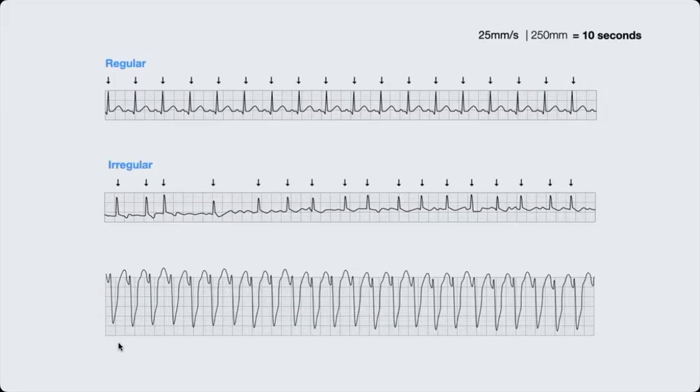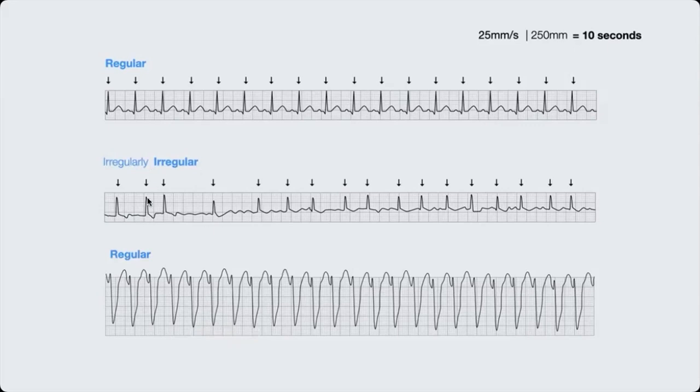Sometimes it's not that easy to spot regularity or irregularity. So you may want to mark 3 or 4 complexes on a piece of paper and then move your piece of paper along the rhythm strip to see whether your markings overlap with the complexes, as they do in this case. That is why it is a regular rhythm.